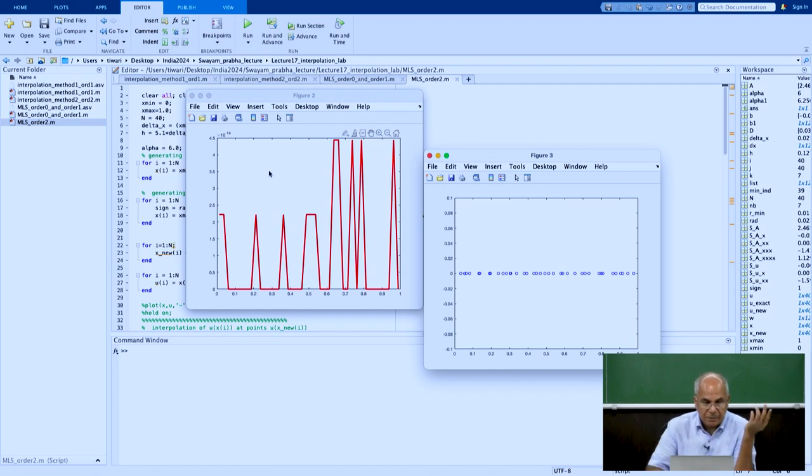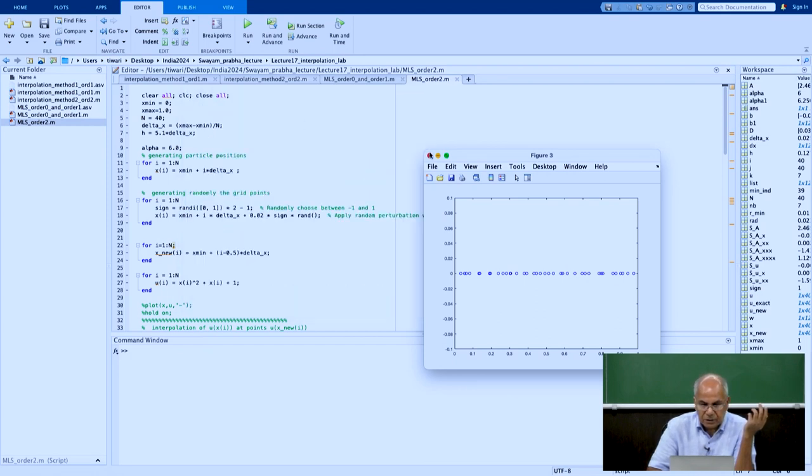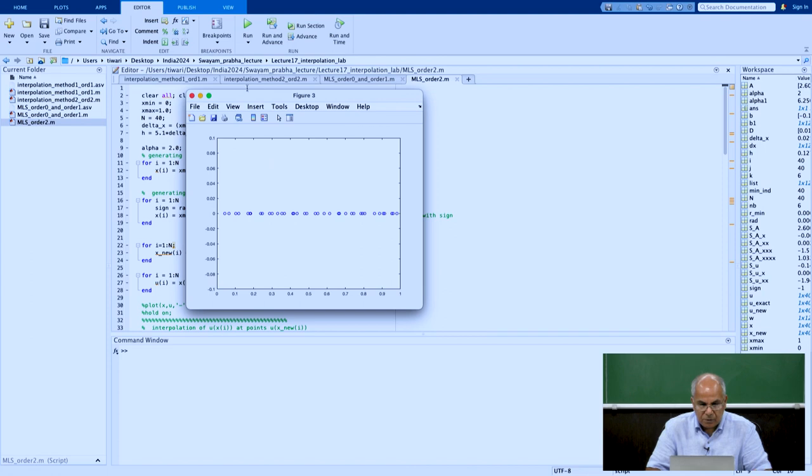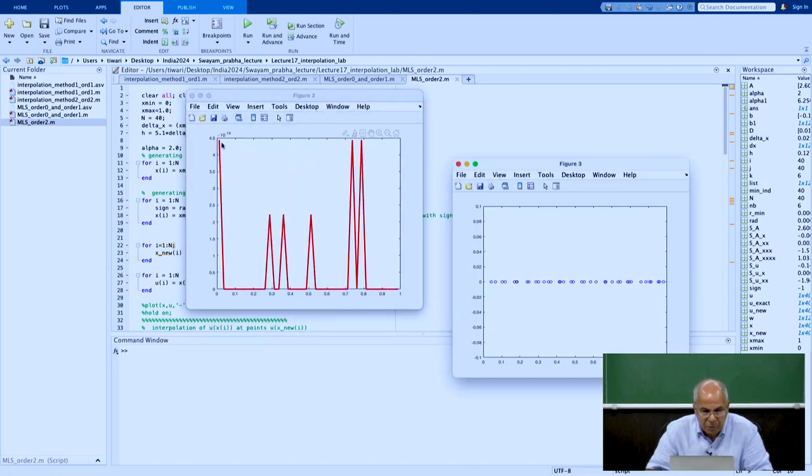It doesn't matter. You can also play with different alpha, because these are the free parameters one has to choose. If I choose alpha equal to 2, for example, my error is again 4.5 times 10 to the minus 16. Whether you choose 2, 6 or 5, in my calculations I have always chosen between 2 and 6, and it has always given the expected result. Therefore, this is a free parameter up to you.